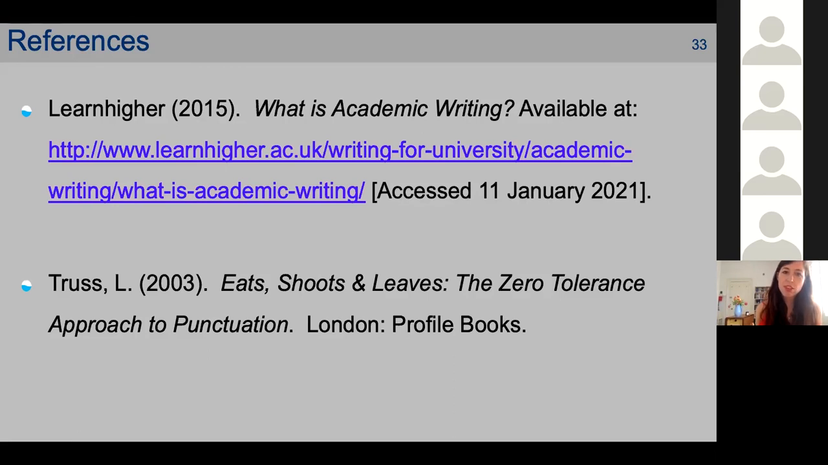Here are some references I drew on in this workshop presentation. So the Learn Higher document on what is academic writing, if you want to have a further look. And also the classic book on grammar and punctuation, Eats, Shoots and Leaves, which I recommend having a look at.